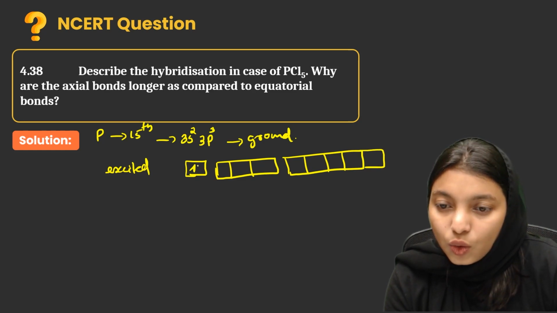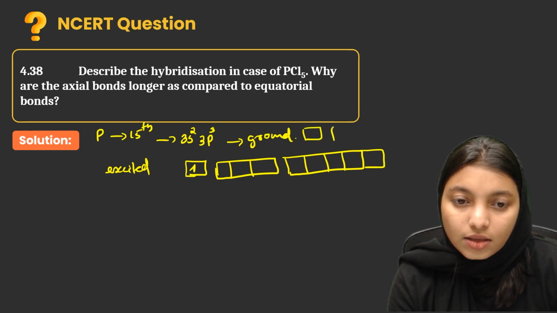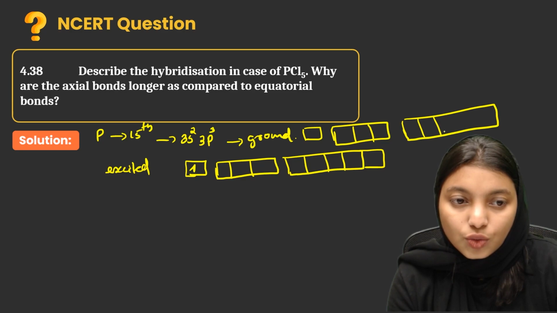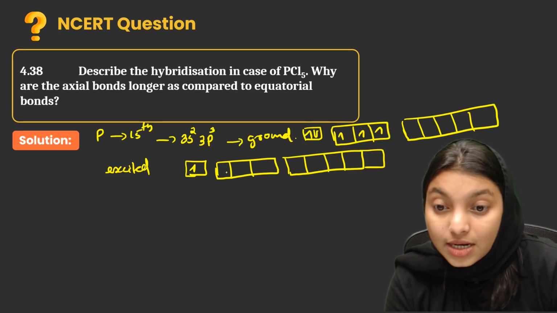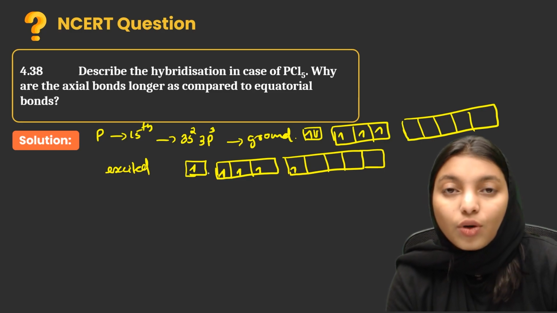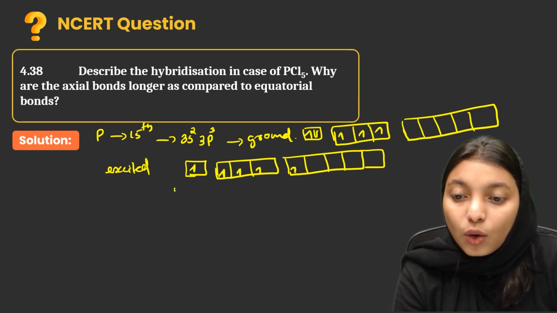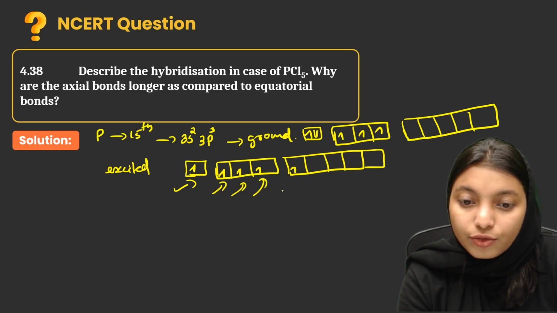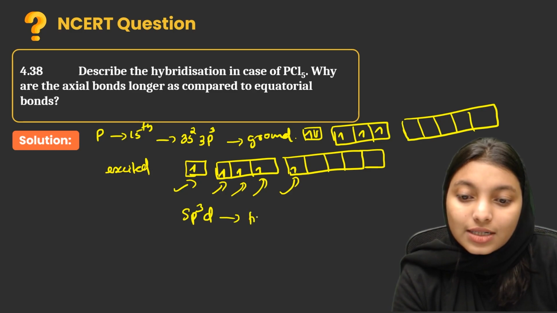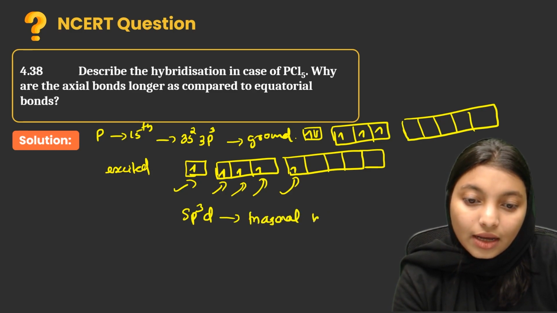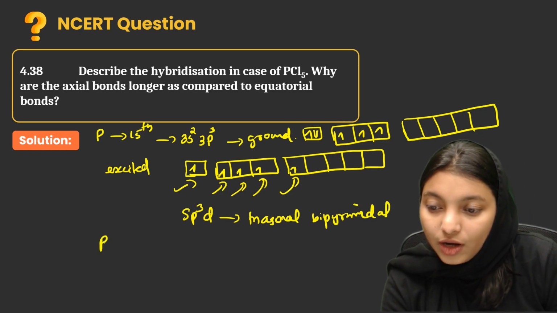So in the ground state it was like this. Now what will happen? One electron will go to the d orbital, so it will be 1 2 3 4 5 like this. Now each of the chlorine will come here. That means here the hybridization is sp3d, where it is trigonal bipyramidal.